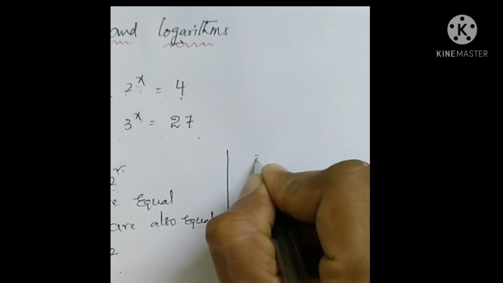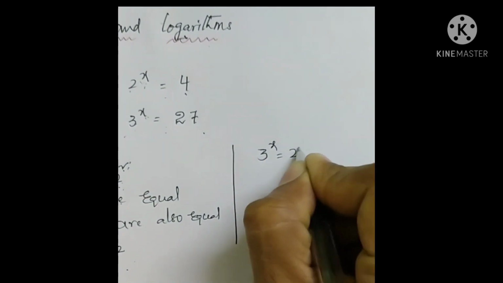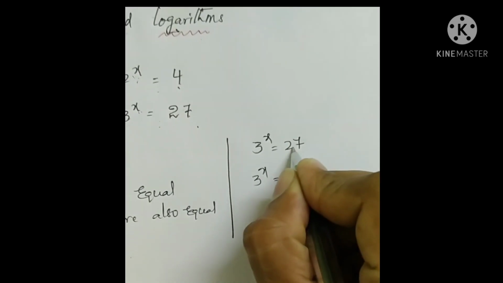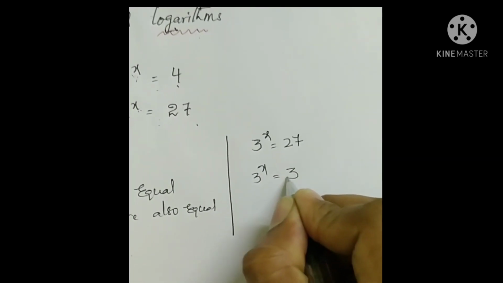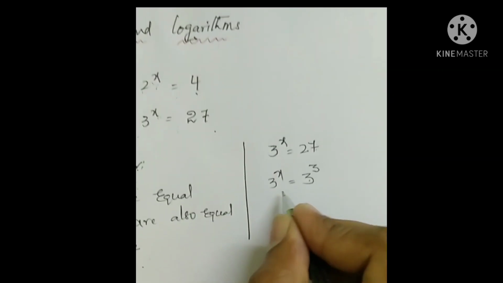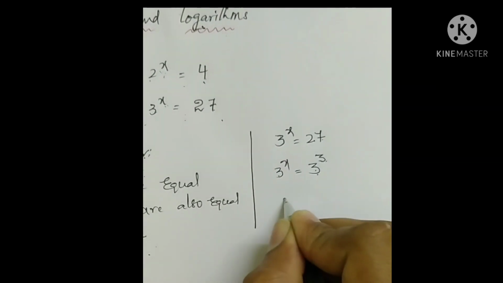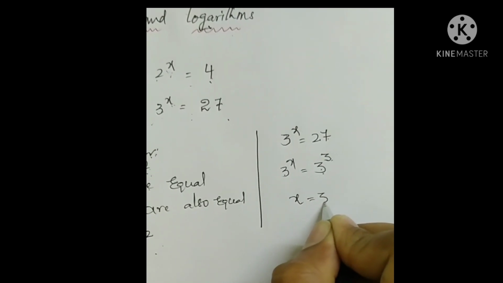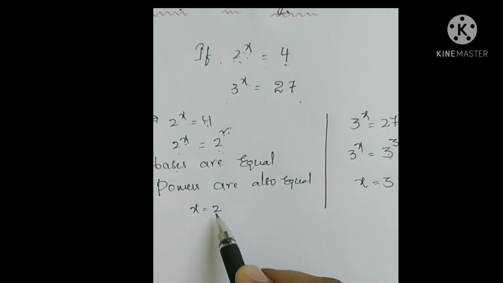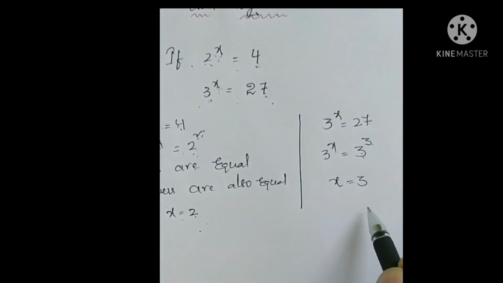Next example, 3 power x is equal to 27. This is also written with base 3 as 3 power 3. Since 3 threes are 9, and 9 threes are 27. Here also the bases are equal, so the powers should also be equal. Here x is equal to 3. In exponential form, 2 power x is equal to 4, here x is equal to 2. Here 3 power x is equal to 27, x is equal to 3.